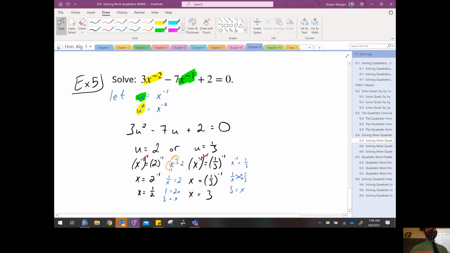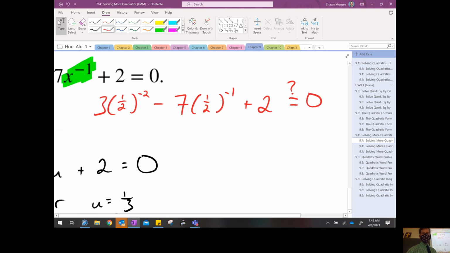Well, we didn't check them, did we? 1/2 and 3 are our 2 answers. Let's check them real quick. 3 times 1/2 to the negative second minus 7 times 1/2 to the negative first plus 2, and we want to see, does that equal 0? Now let's see here. See if you guys can help me. I'll zoom into the red one. What's 1/2 to the negative second power?